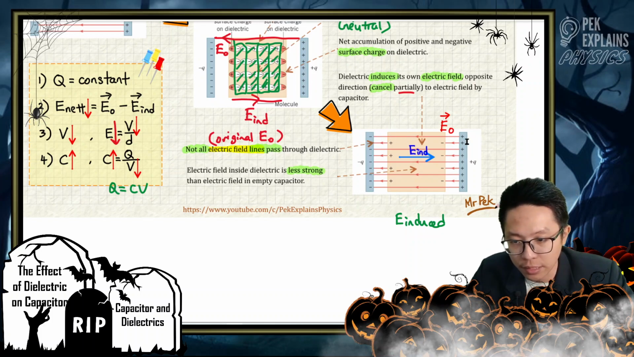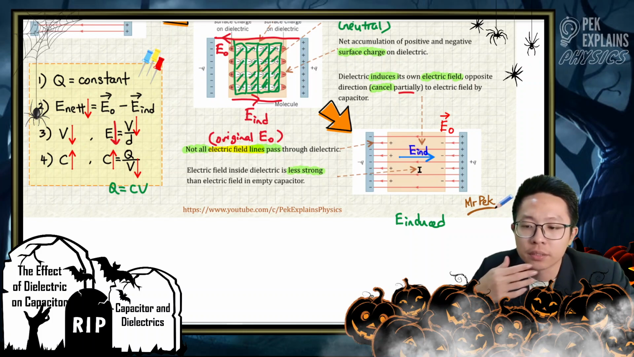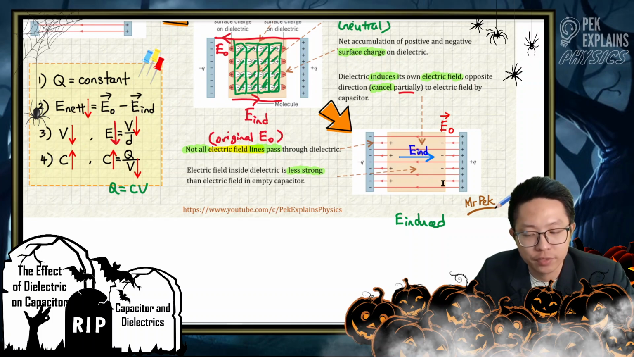You see, not all electric field lines from the capacitor can pass through the dielectric. Why? Because the dielectric has already built up a surface charge. You already have a positive surface charge here and a negative surface charge here. But of course, the capacitor plates have more positive charge compared to the surface charge of the dielectric. On the dielectric you only have a few negative charges, but on the positive plate, how many positive charges? So many.